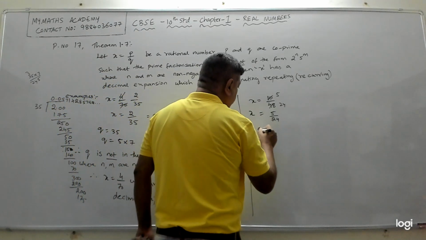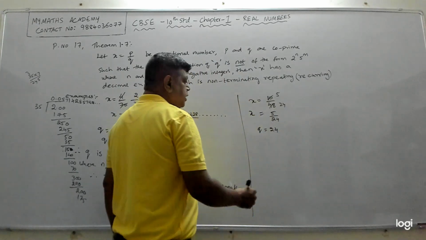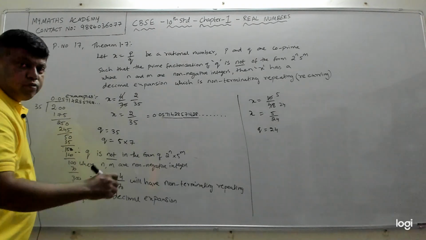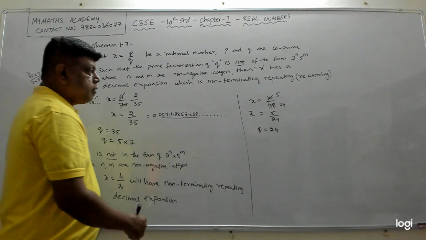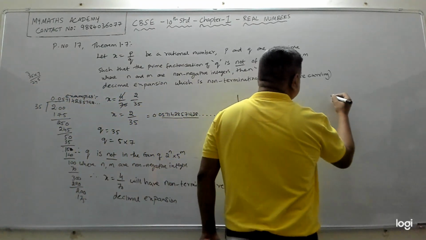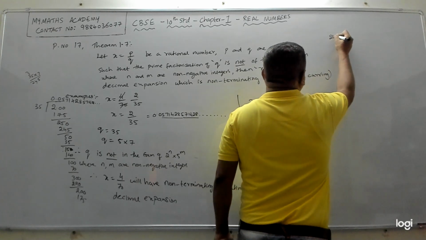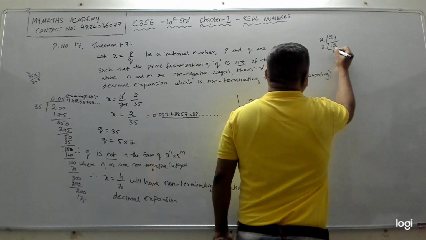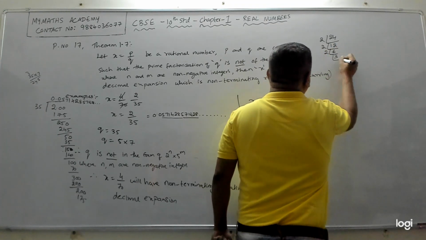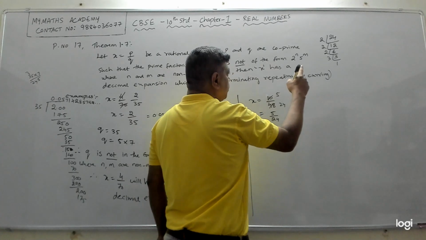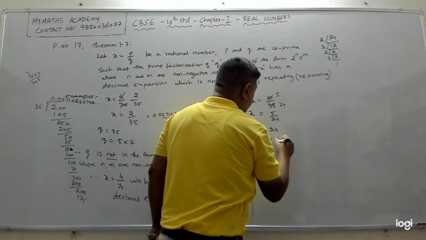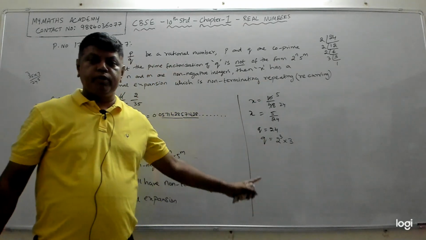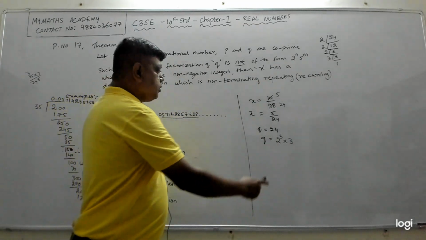Q is what? 24. Now 24 can be written as what? If you try to write the prime factorization for that, I can write it here. So 24, 2s are 12, 2s are 6, 2 3s are 6, 3, 1s are. So you get 2 into 2 into 2 into 3. So my q becomes 2 cube into 3. 2 cube is 8. 8 3s are 24.